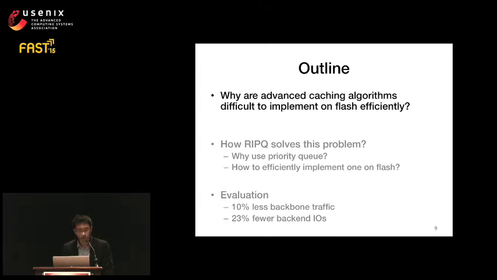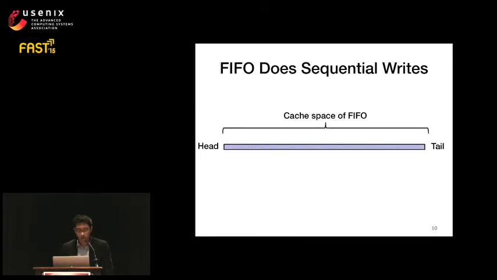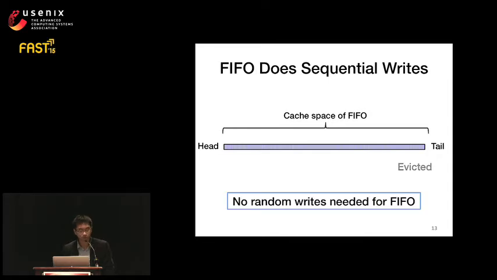First, to see why advanced caching algorithms are difficult to implement on Flash efficiently, we need to look at the write patterns of FIFO and more advanced algorithms, say even LRU. This is a cache space of a first in, first out cache. On a cache miss, we will insert the object to the head of the FIFO queue. And on a hit, we simply read it from the Flash. It doesn't move its location. And on a miss, the object at the tail of the queue is evicted. So FIFO uses the whole Flash space as a cyclical queue, and there are no random writes needed for FIFO.